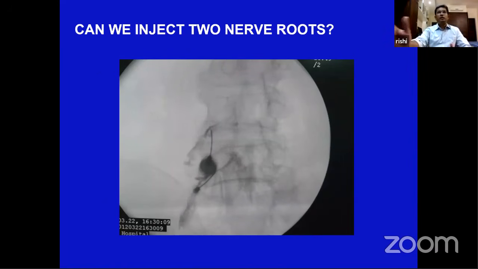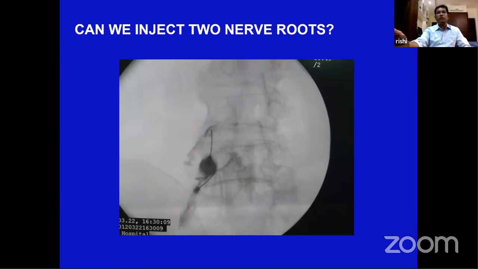The other common doubt that occurs in our mind is, can we inject 2 nerve roots? It's quite common to see patients who have 2 adjacent level herniations, an L4-5 herniation and an L5-S1 herniation. Usually both of them will be on the same side. And if you're not willing to operate, or the patient is not keen to have a surgery and you want to give a nerve root block, you can give a therapeutic nerve root block at both the levels.